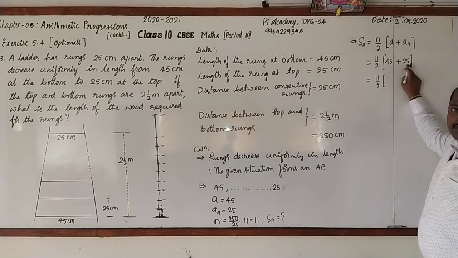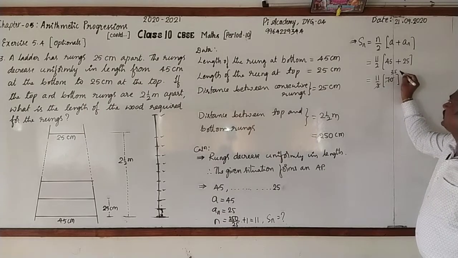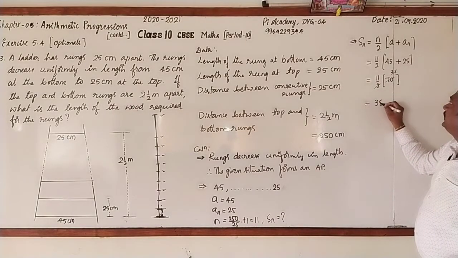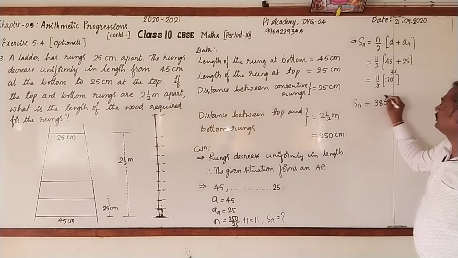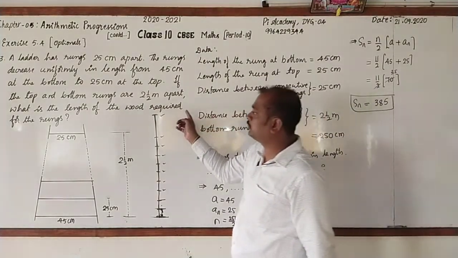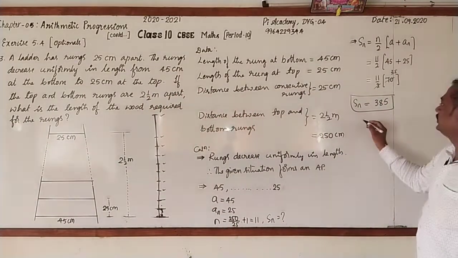Equal to 11 by 2 into, what is 45 plus 25? 45 plus 5, 50. 50 plus 20, it is 70. Ones are 35. Now 35 tens are 350 plus 35, 385. Sn equal to 385. What does it represent? It is the total length of the wood required for making the rungs. Clear?